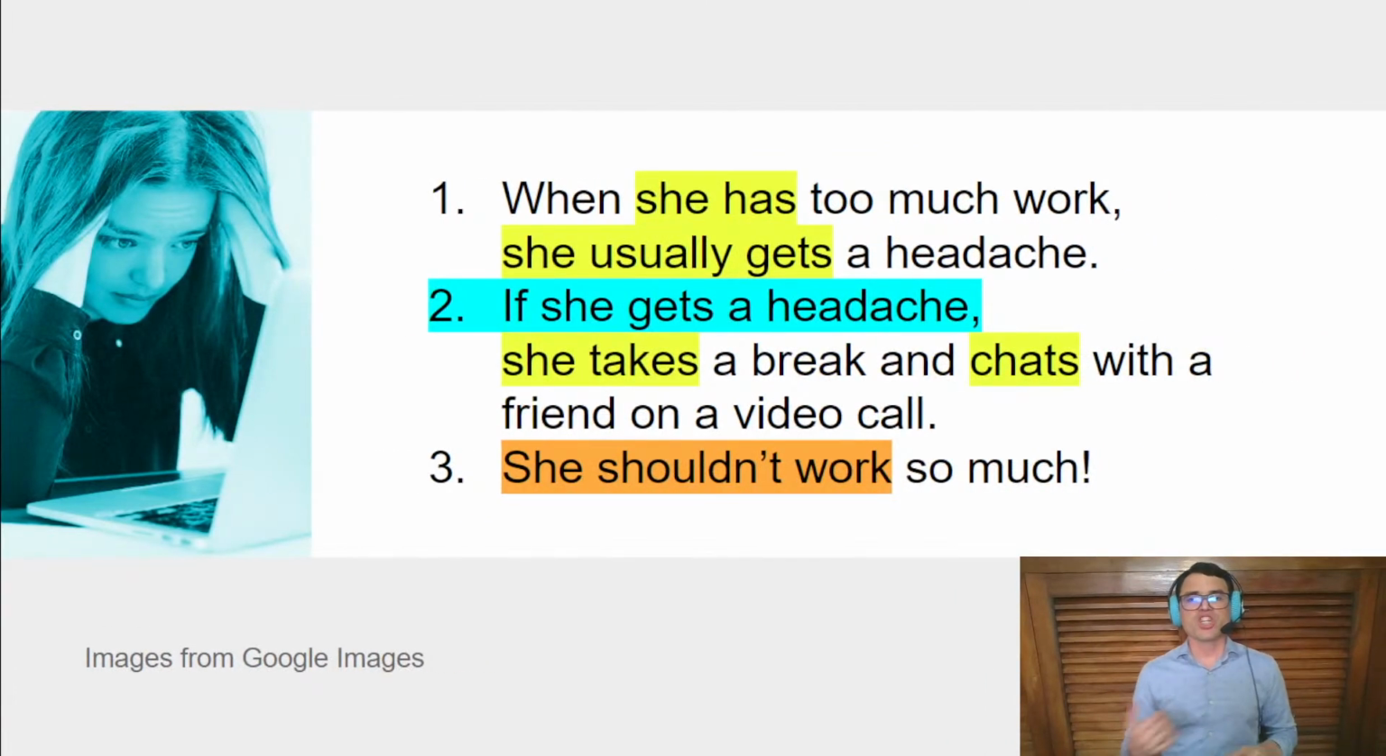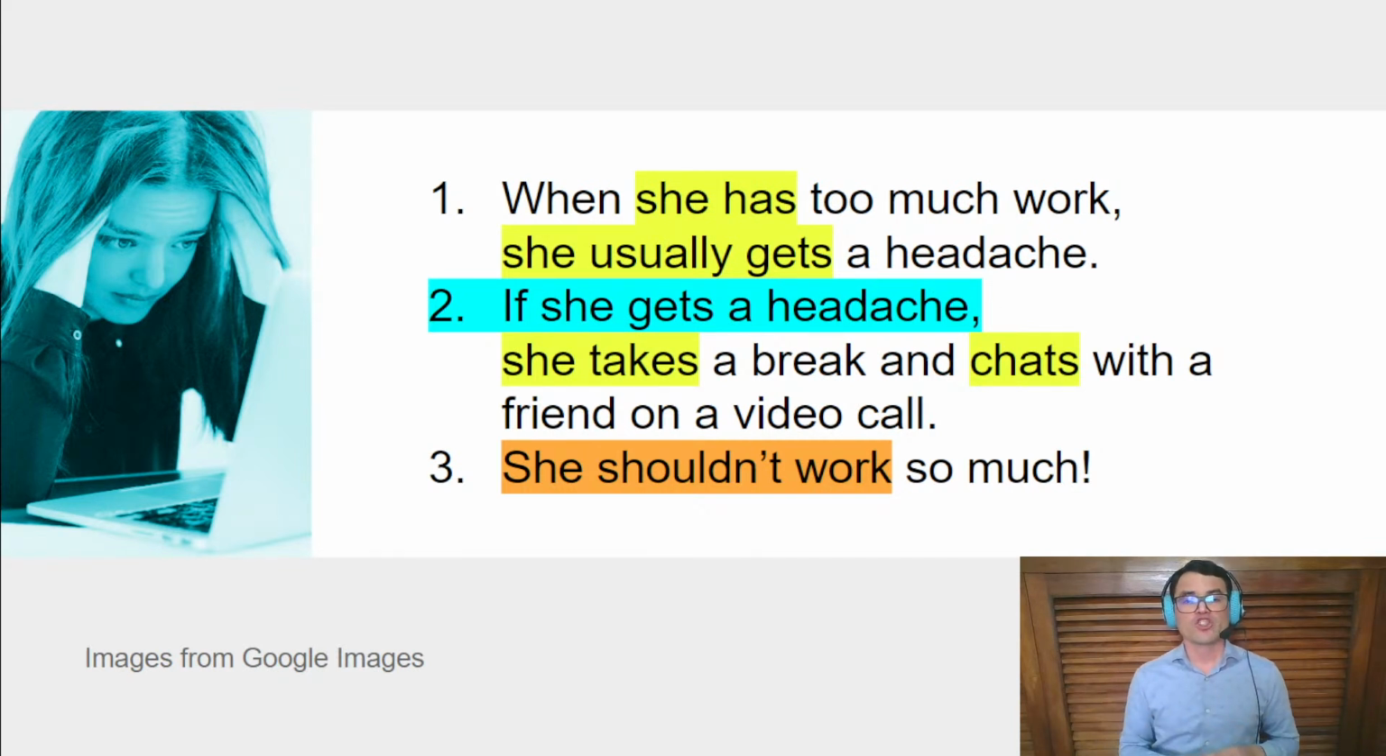Next, when she has too much work, she usually gets a headache. Facts in yellow, facts, simple present. She, subject, has, verb, conjugated. Number three, she usually gets. She, subject, usually, frequency adverb, gets, verb, conjugated.